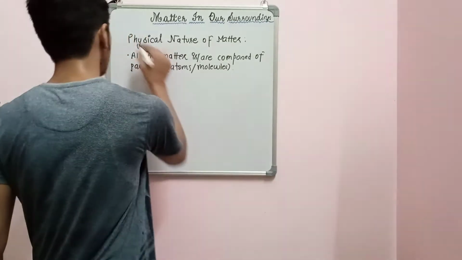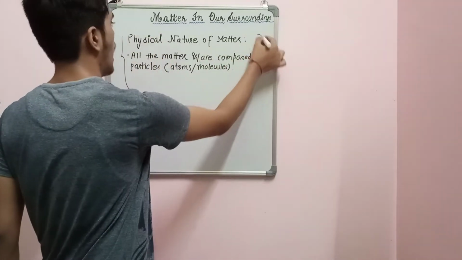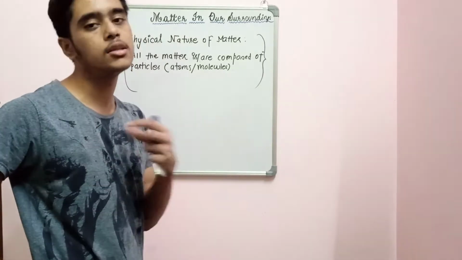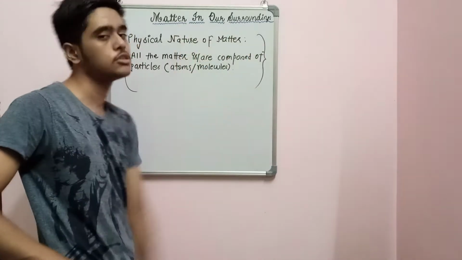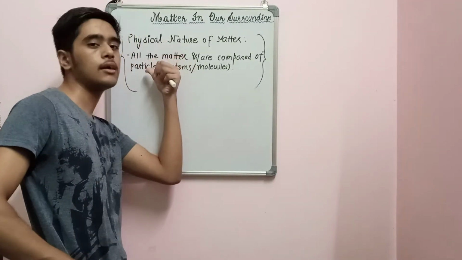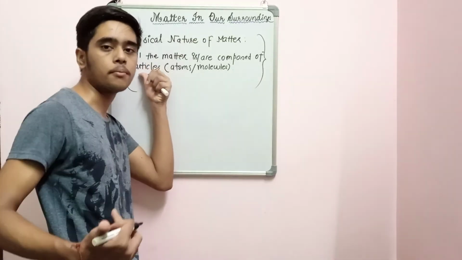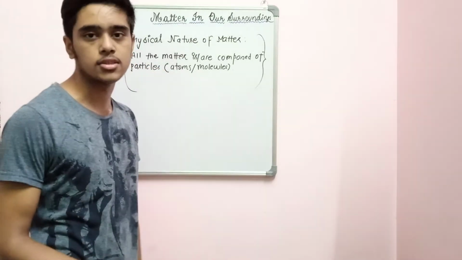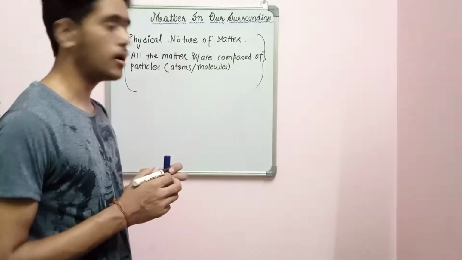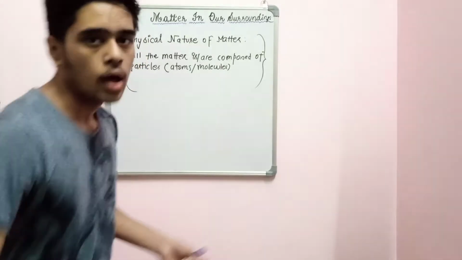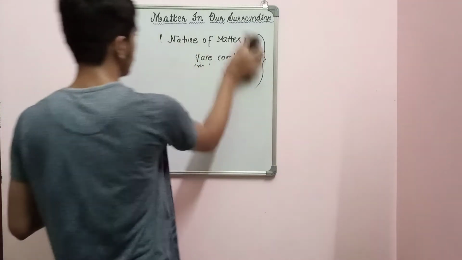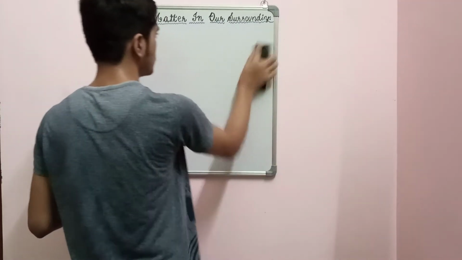So this is the main physical nature of matter, and the other characteristics are characteristics of particles of matter and they are not the physical nature of matter. Physical nature of matter is the particle, and this particle itself has some properties or characteristics. So we are going to see the characteristics one by one, and at last we'll have the classification of matter. Let us start with the characteristics of particles.